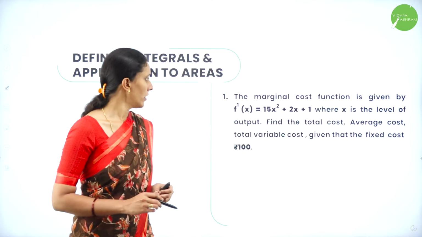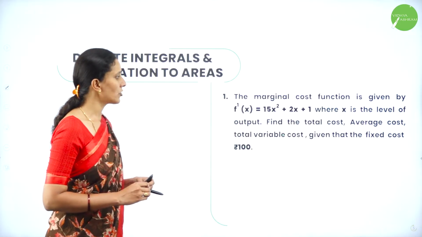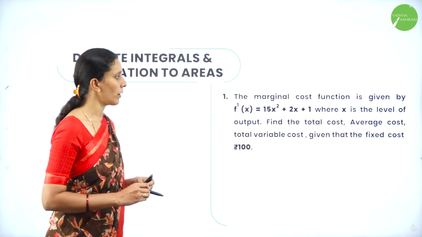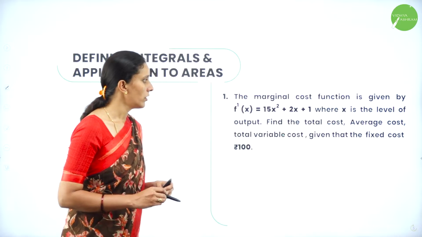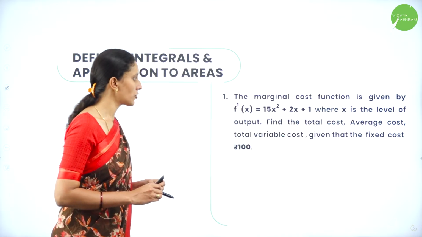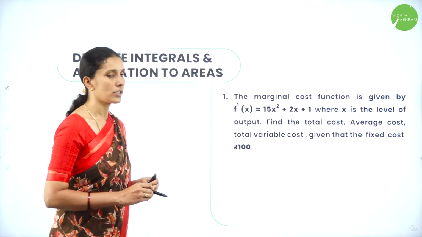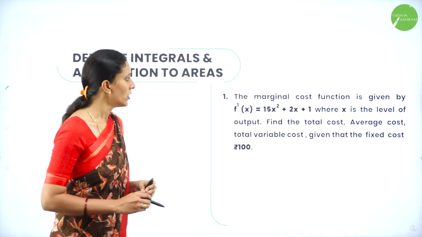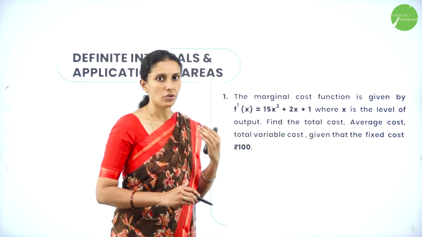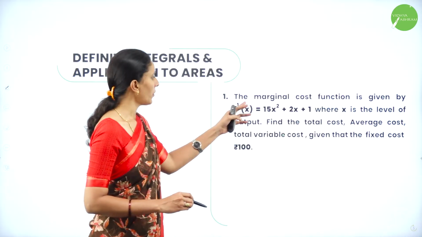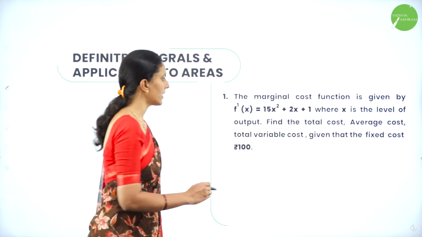So first question: the marginal cost function is given by f dash of x is equal to 15x square plus 2x plus 1, where x is the level of output. Find the total cost, average cost, and total variable cost, given that the fixed cost is rupees 100. So from the marginal cost, we can find the total cost. I already told you that when you integrate the marginal cost, you will get the total cost. So let us integrate it.